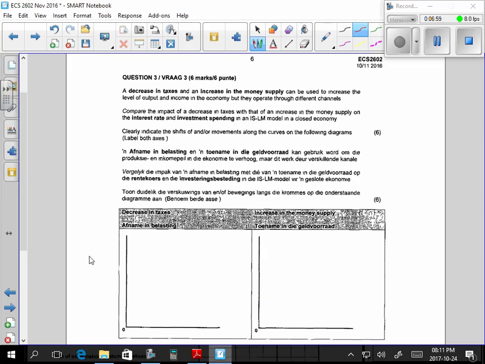Question 3. A decrease in taxes and an increase in money supply can be used to increase the level of output and income in the economy, but they operate through different channels. Okay? So, both of those would be expansionary monetary policy and expansionary fiscal policies.